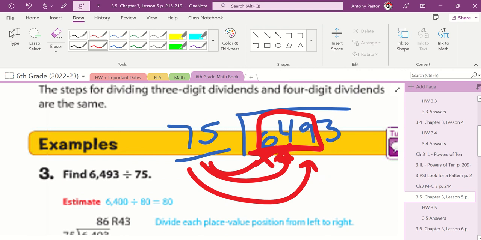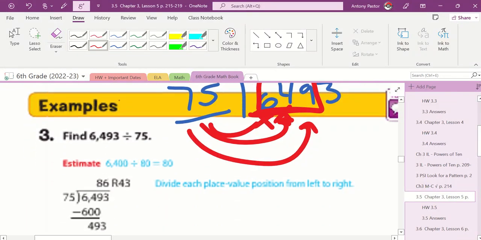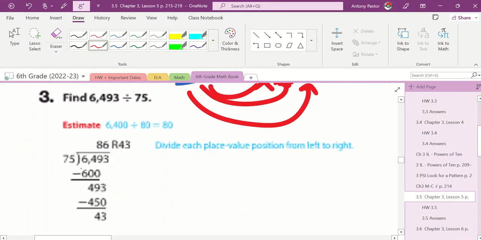And don't make the same mistake I did and then just try to guess and check for the whole thing. I mean, if your math brain works that way, go for it. But I should have done it this way. For time's sake, if we look at what they did, they figure out that 75 can go into 649 8 times, which is 600.